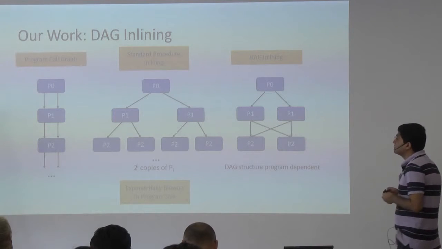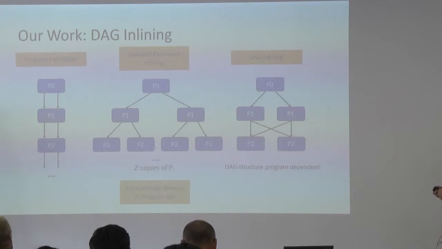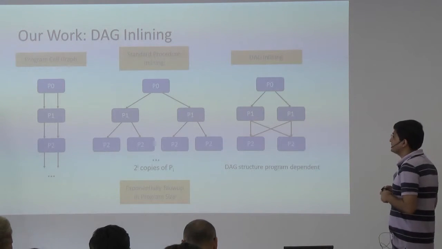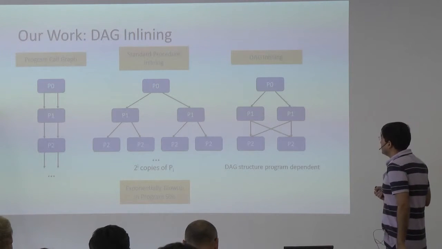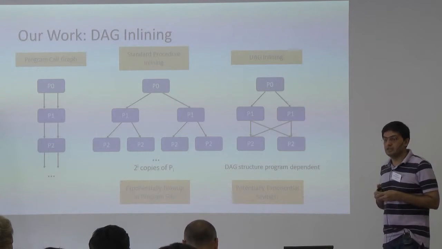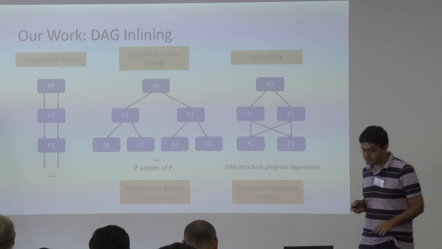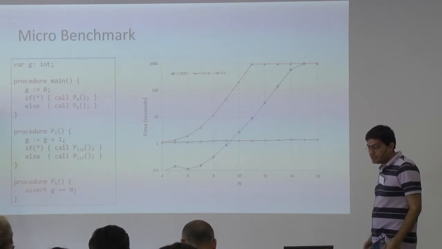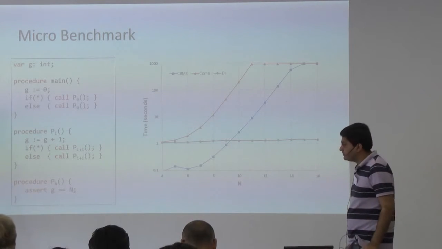So in our work, roughly what we're doing is we're not going to unfold the call graph to a tree, but rather to a DAG. The structure of the DAG is going to actually depend on the semantics of the program, and I'll explain that later. But the idea is that this can be exponentially more succinct than the tree-based unfolding. And this exponential improvement is realized in practice.